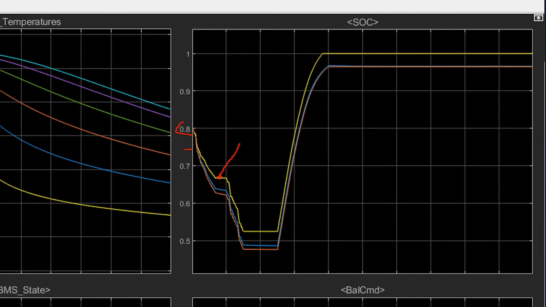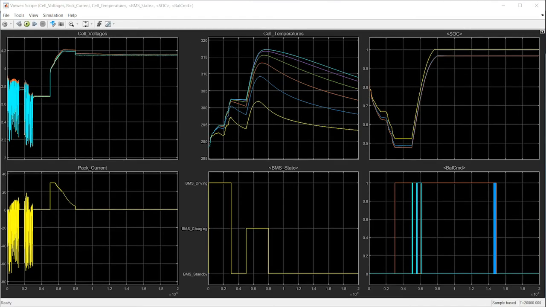Both common filter algorithms, on the other hand, recover from the initial error within the first hour of simulated time, with the EKF slightly outperforming the UKF. And finally, the other two scopes indicate the BMS state and each of the six balance command signals, respectively.